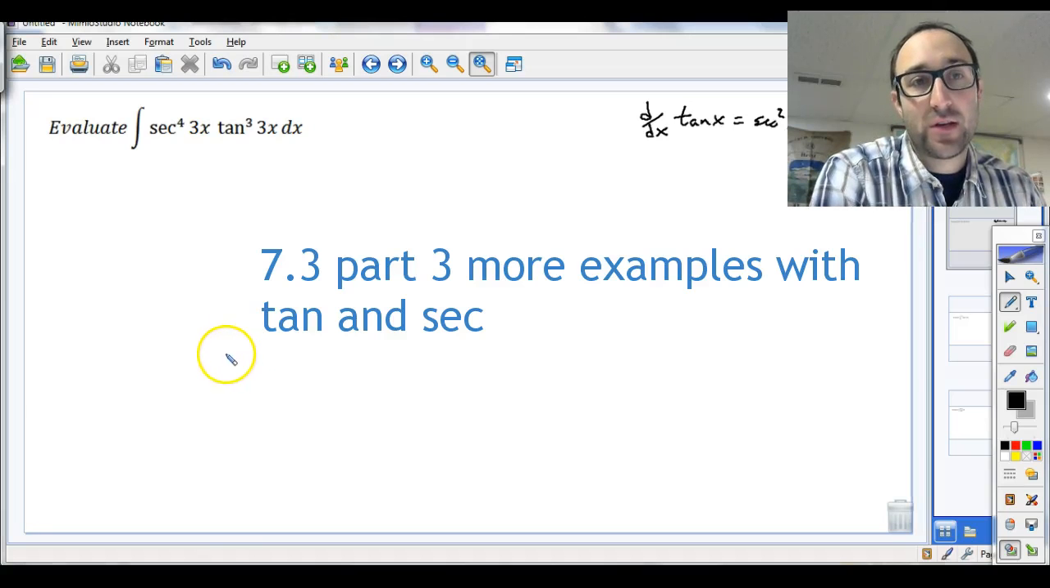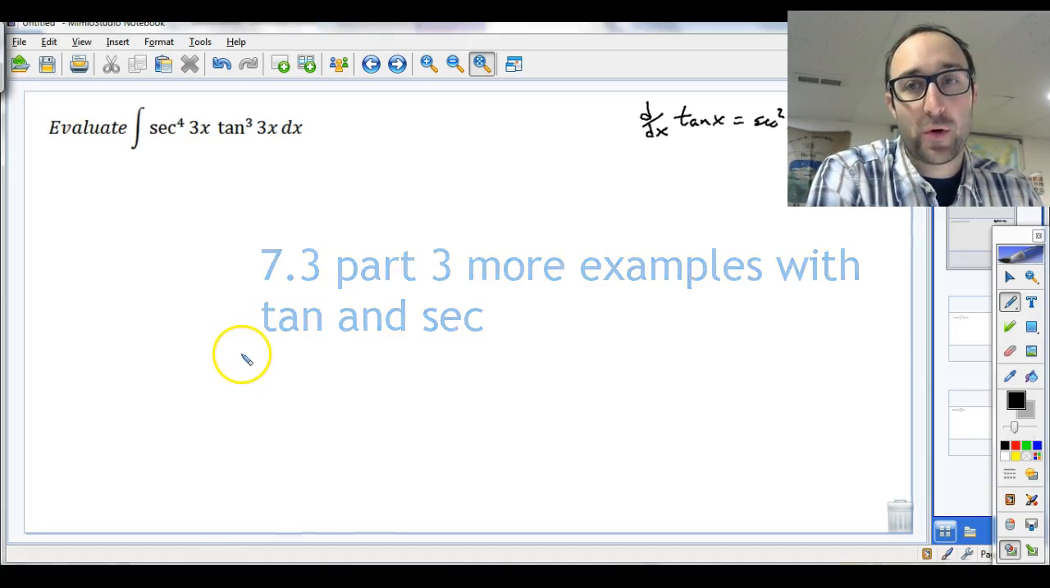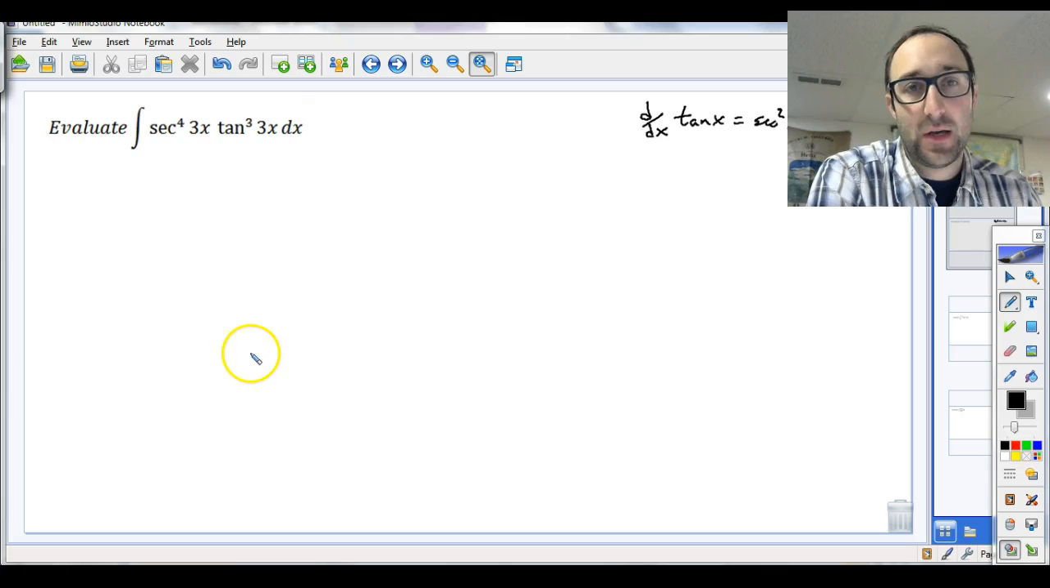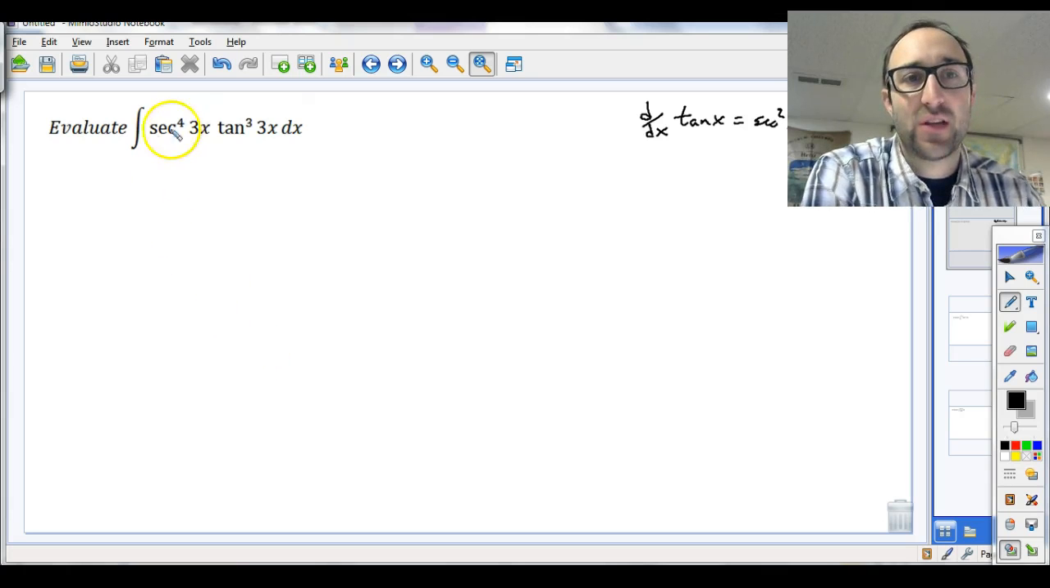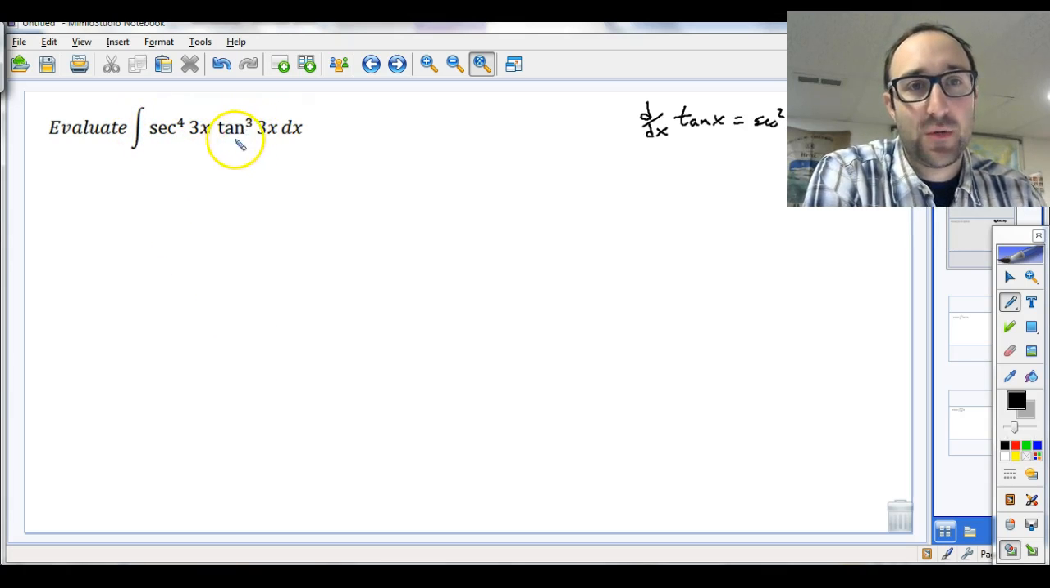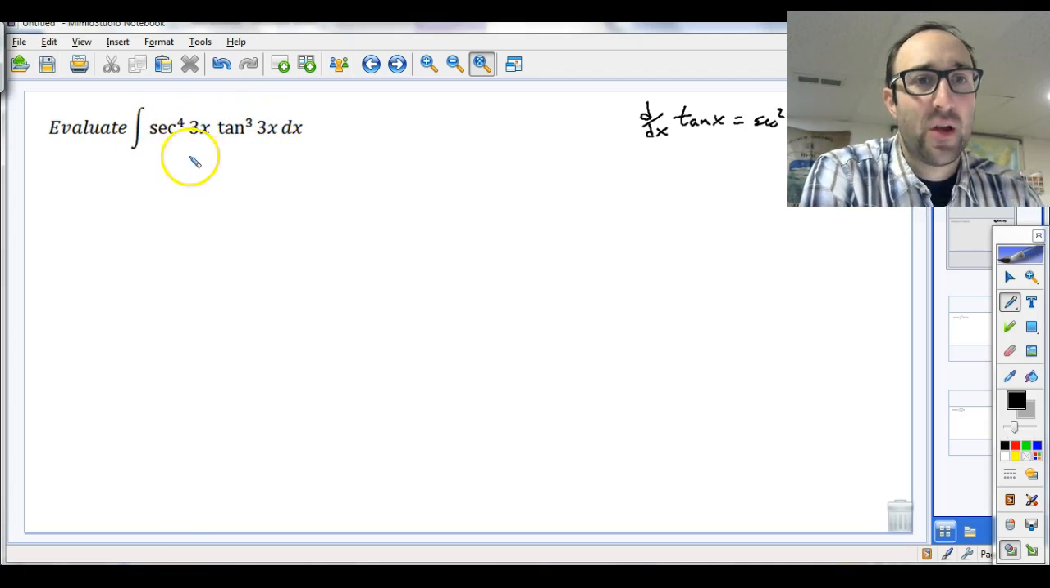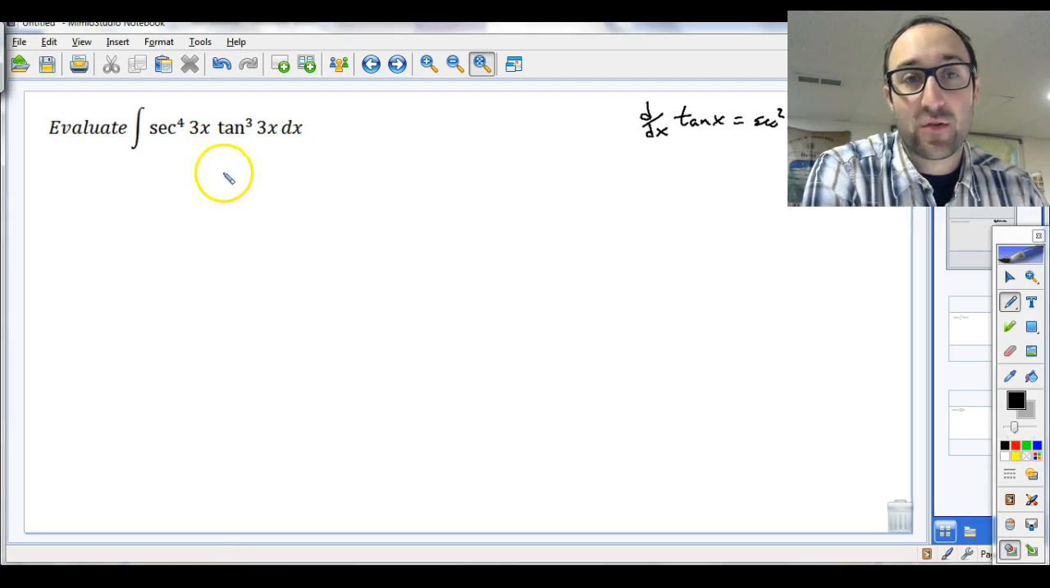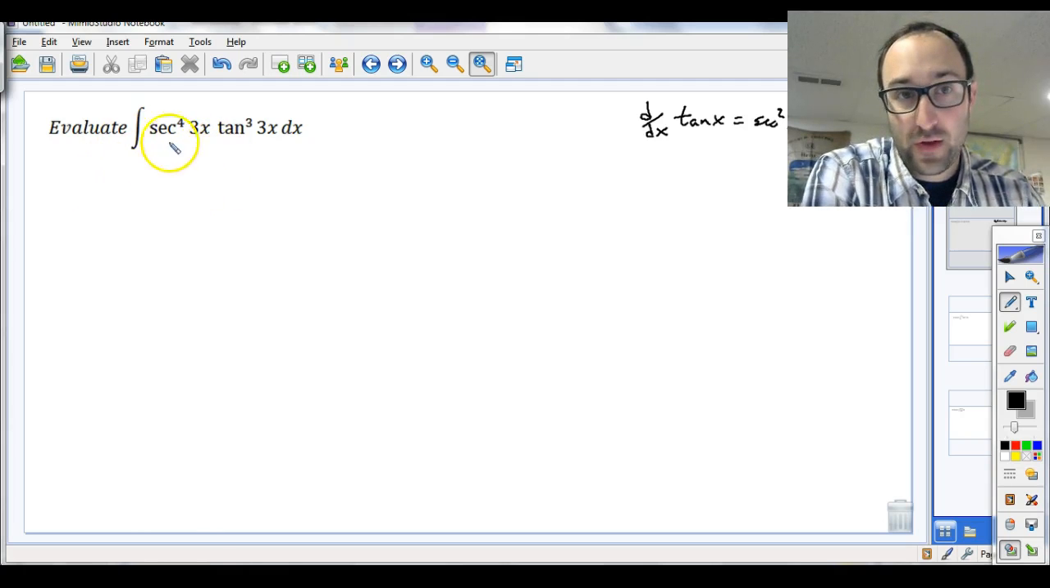Hey everyone, here is the next example for trig with secant and tangent. So I've got secant to the fourth and tangent cubed. These three x's don't really matter too much except for when I actually am taking the integral. I'm probably going to need a 1/3 out in front, so don't forget that part.